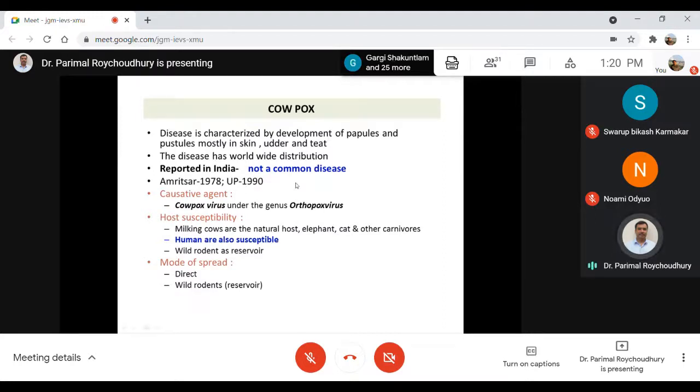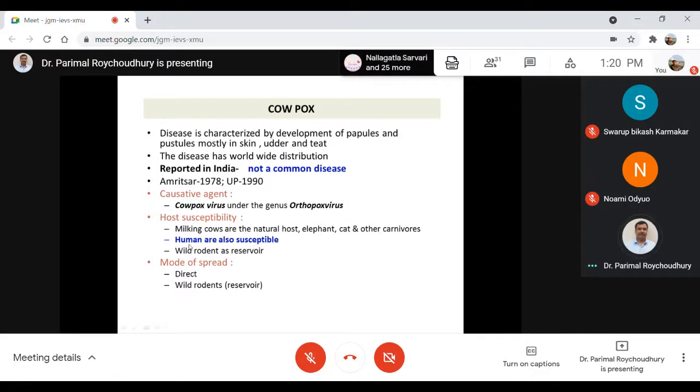So this disease causes a typical pox infection in cows, a generalized infection. Of course, this is not a fatal infection. The causative organism is the cowpox virus under the genus Orthopoxvirus. And as the virus is very stable, milking cows are the natural host, and it has also been seen in the elephant, cat, and other carnivores. These are incidental hosts. Sometimes they may develop it, but naturally it doesn't happen in those animal species, okay?